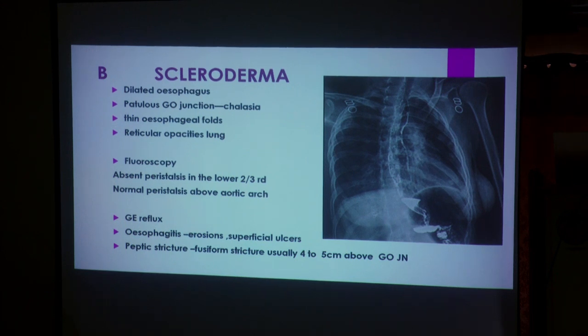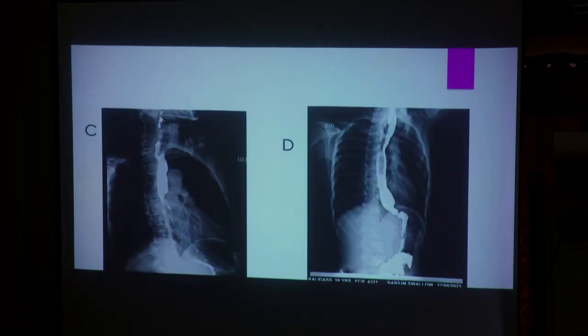Then the second case is the dilated esophagus, but if you look at the lower margin, it is a patulous GE junction. So that is diagnostic of scleroderma, and you can also appreciate fine reticular lesions in the lung. So that's diagnostic of scleroderma. Here the complications are going to be GE reflux, esophagitis and peptic stricture. At a later stage it can mimic achalasia, but usually the strictures are at a higher level compared to achalasia, and the mucosal irregularity due to ulcers can be appreciated.